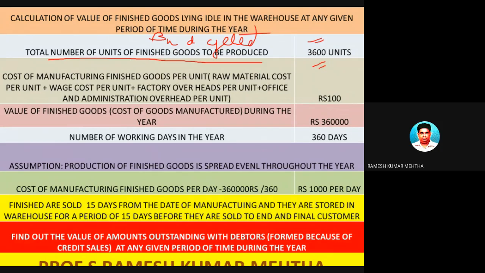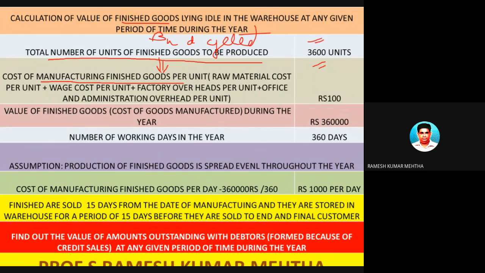Now, when I'm talking about finished goods, please remember finished goods are manufactured and they are stored in the warehouse before they are sold to the end customer. So they will be lying idle for at least a couple of days or weeks before they are delivered to the end customer. So when I am talking about finished goods lying idle, it means your amount is getting locked in finished goods.